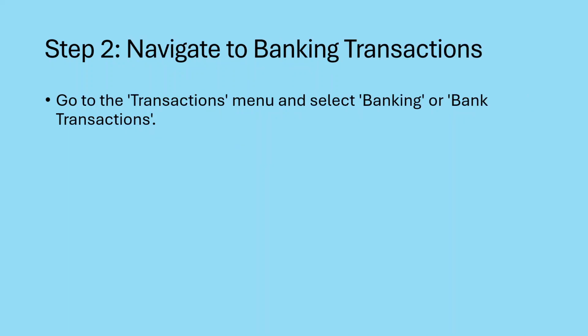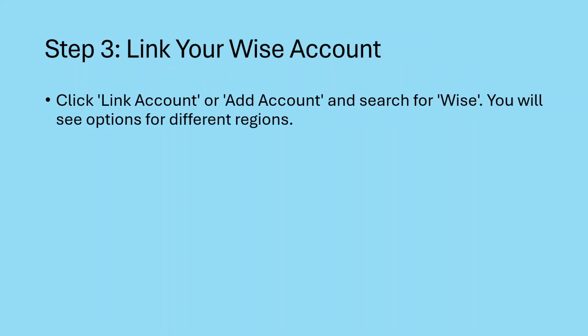Step 2. Navigate to Banking Transactions. Go to the Transactions menu and select Banking or Bank Transactions. Step 3. Link your Wise account. Click Link Account or Add Account and search for Wise. You will see options for different regions.